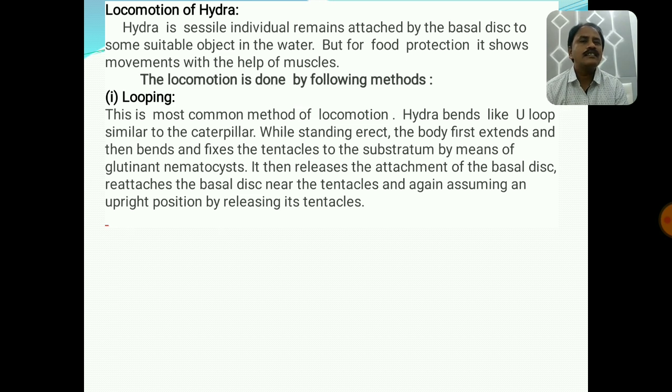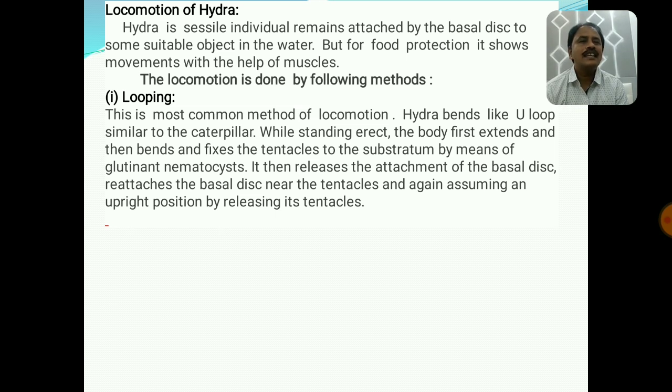Then the next part is the locomotion. The Hydra shows locomotion in various ways. One mode of locomotion is called looping. Looping is a very common method of locomotion. Hydra forms a U-shaped loop similar to the caterpillar larva.